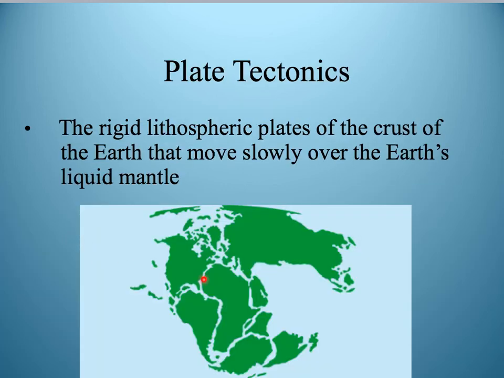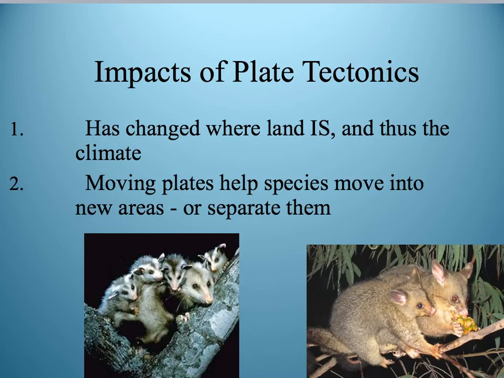So we know the lithosphere is composed of plates that make up the Earth's crust, and over time they've been moving around slowly over the Earth's liquid mantle. You can kind of think of it as icebergs floating on water. We have these large continents and plates kind of floating also, or moving slowly on the Earth's liquid mantle. So why does this matter in terms of biodiversity?